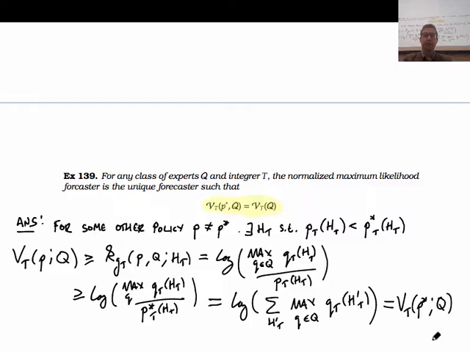So in other words, the worst thing that can happen to policy P is worse than the worst thing that can happen to my policy P star. Okay? That's what that's interpreted as saying.